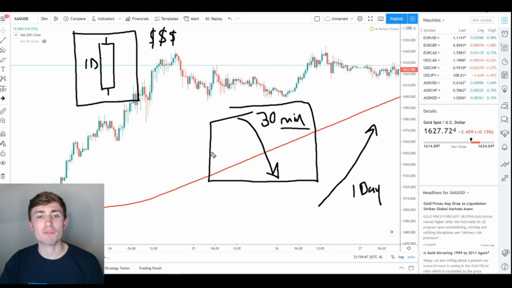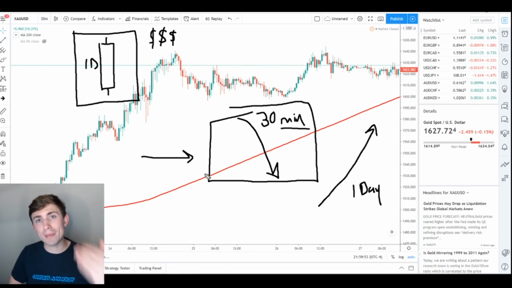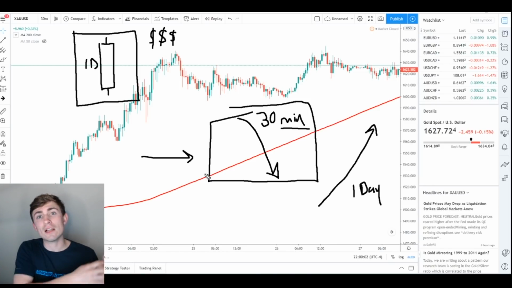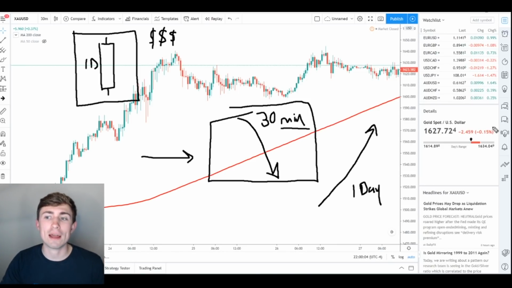Now we can get some information, don't get me wrong. We can get plenty of information from the lower time frames on potentially what's happening intraday. But from a bigger-term perspective, when we're looking at the daily chart and we're looking day to day over the course of something like 30 days, this can tell us some bigger trends. This can tell us some bigger potential movements that are happening in the market.